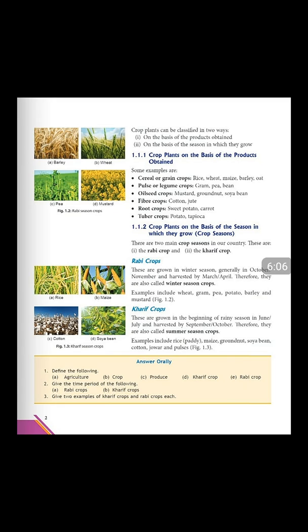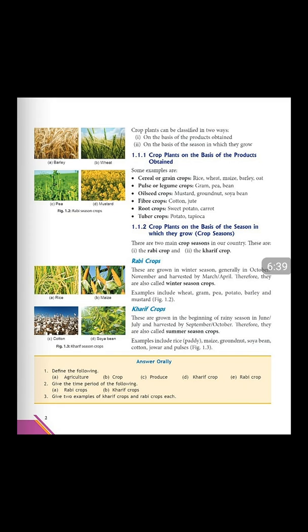Legume means those plants which are able to fix nitrogen in soil, that we will read later on also. So legume plants like green gram, like your moong dal, then pea, and then beans, etc. Then oilseed crops, from where we are getting oil, like the mustard oil that we use commonly, groundnut oil, then soya bean, sunflower oil, all those from which we obtain our oil. Then fiber crops like cotton or jute, etc. Then root crops: sweet potato, carrot, radish.